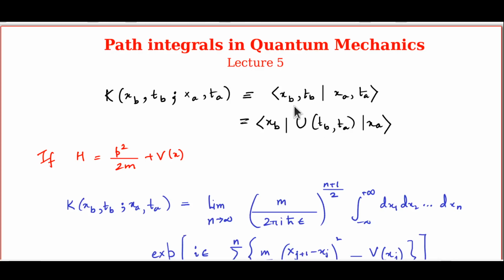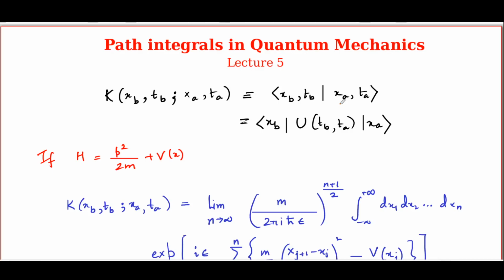Now, this can be written as the overlap between the states |xb, tb> and |xa, ta>, where |xa, ta> stands for the eigenstate of the x operator at time ta with eigenvalue xa. And similarly, |xb, tb> is the eigenstate for the x operator at time tb with eigenvalue xb. Of course, when we are saying this, we imply that we are using the Heisenberg representation in which the operators are time dependent, so the eigenstates of the operators are themselves time dependent.